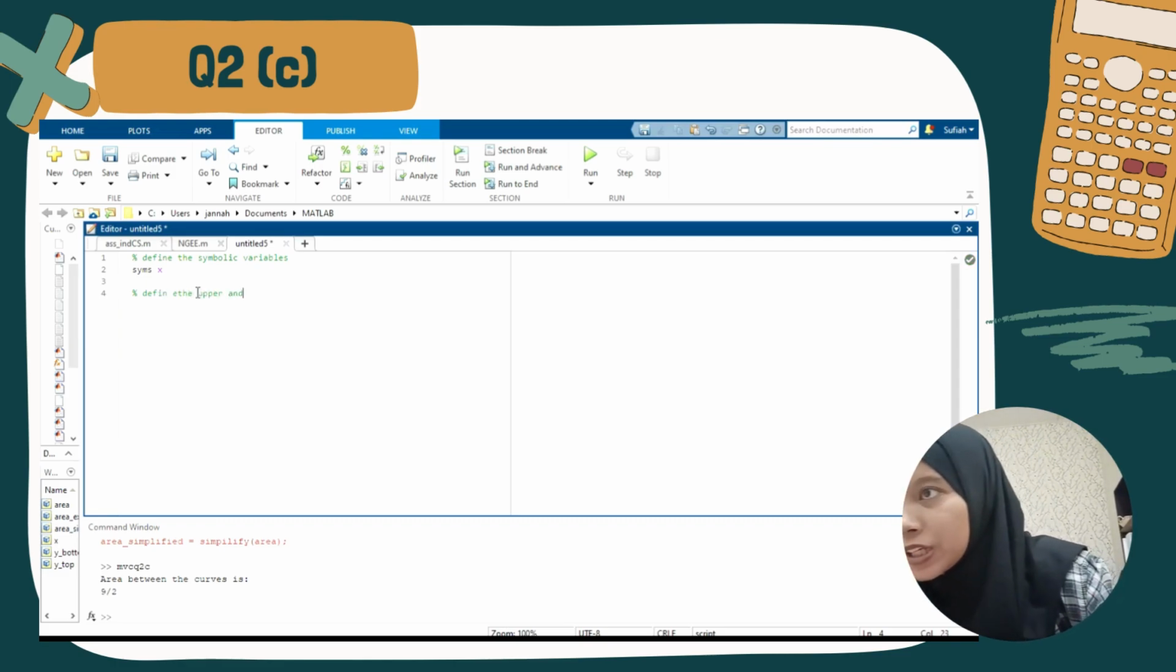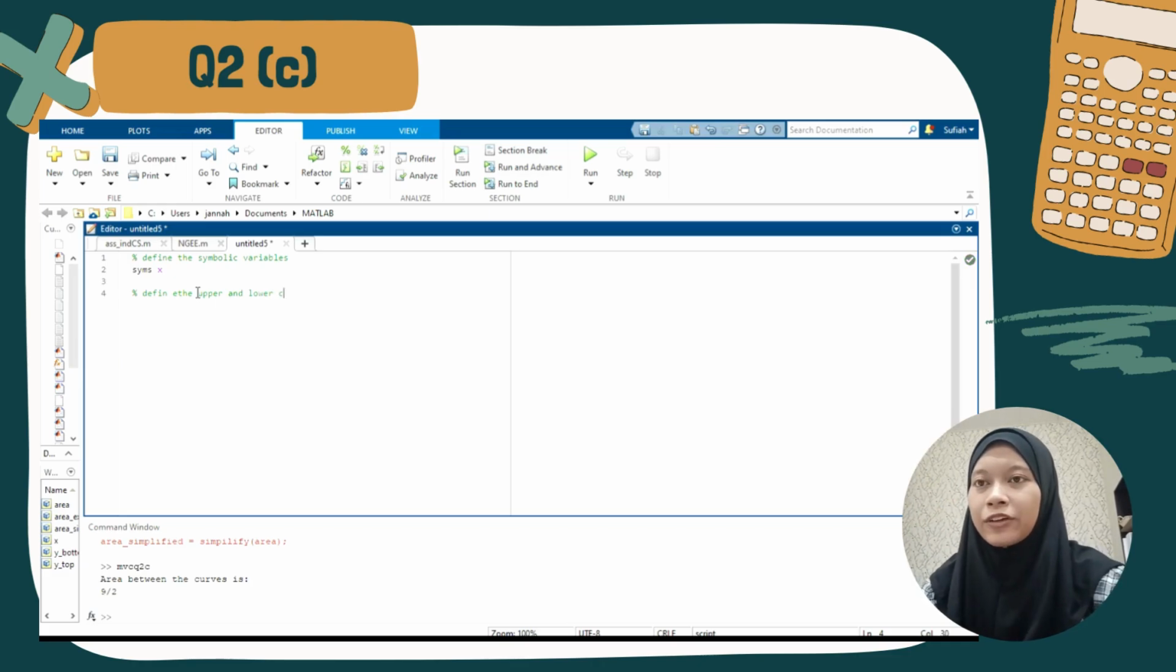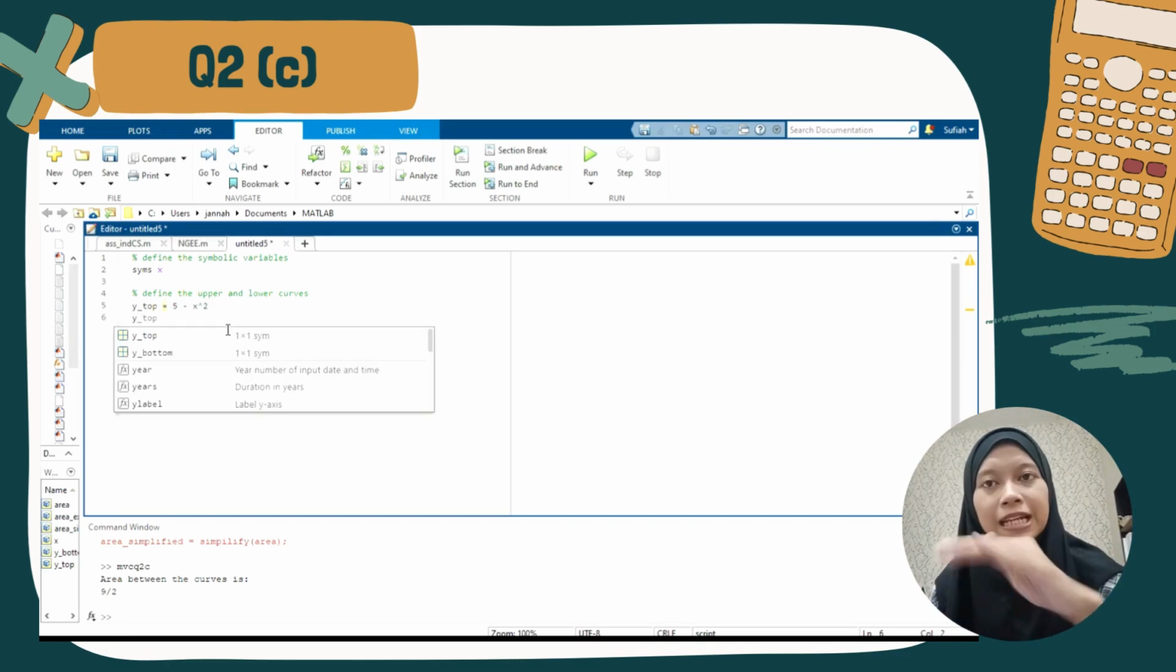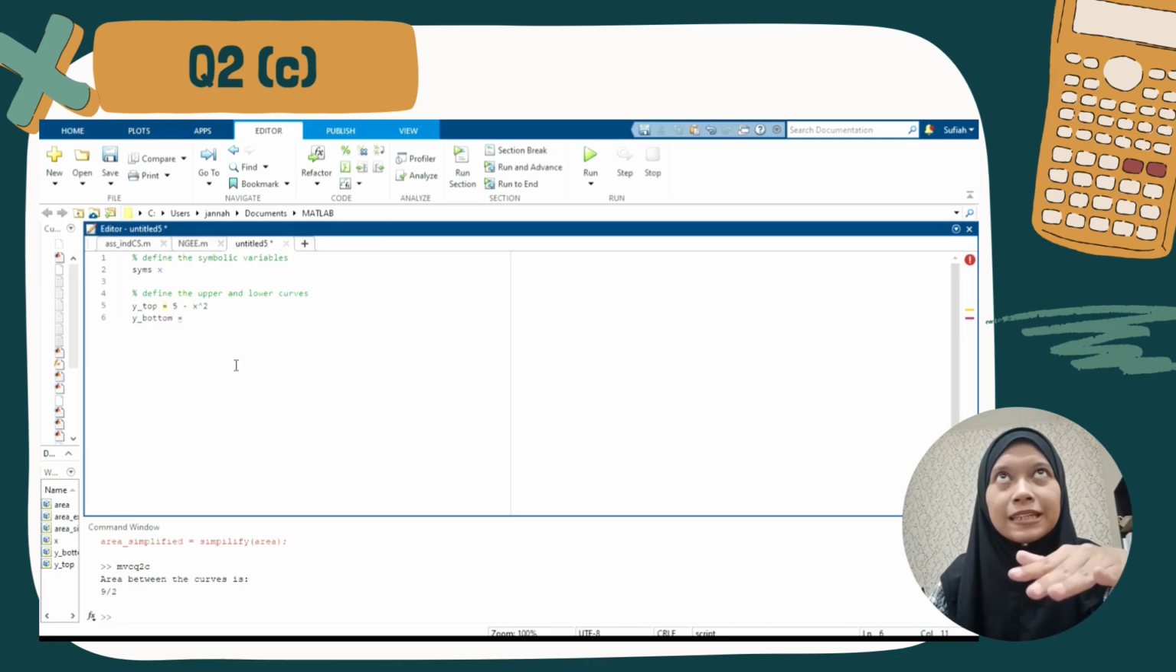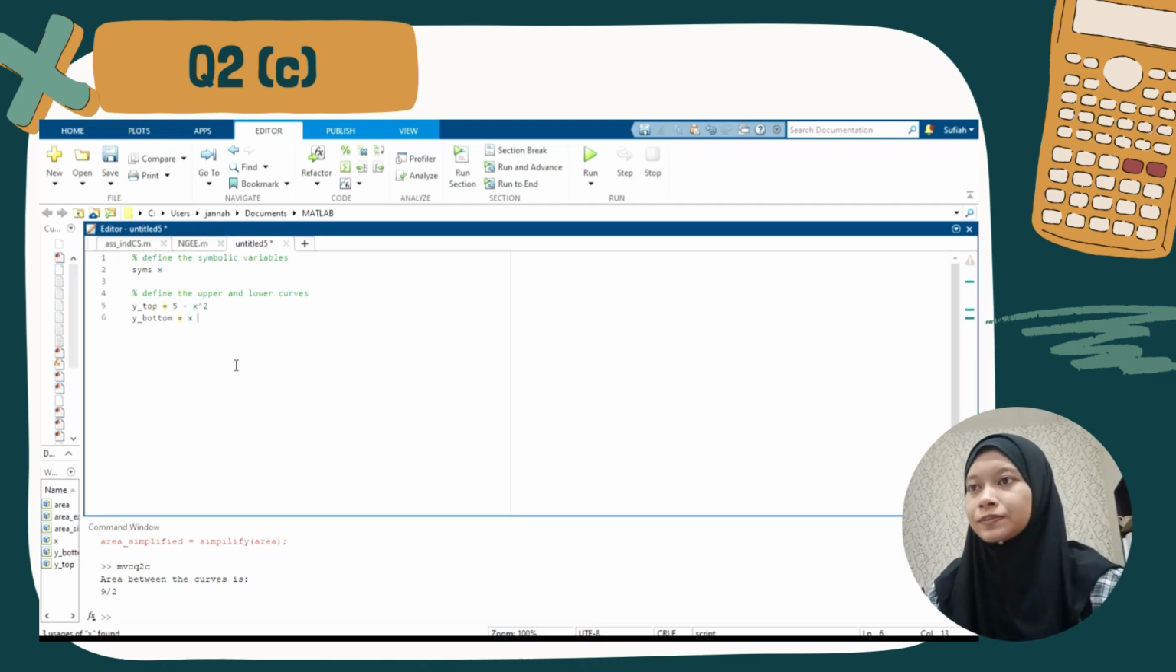Then we need to define the functions. We have two functions, so we need to define the top and the bottom curve, y top and y bottom. We can get them from the manual calculation that we already did. As you can see, I already wrote the top and the bottom. The parabola is on top and the straight line is on the bottom in the interval -2 to 1.